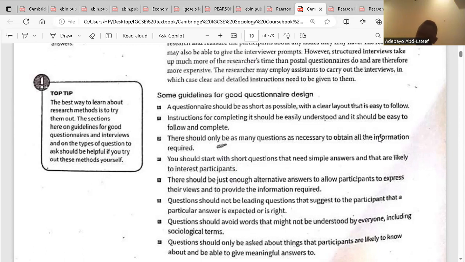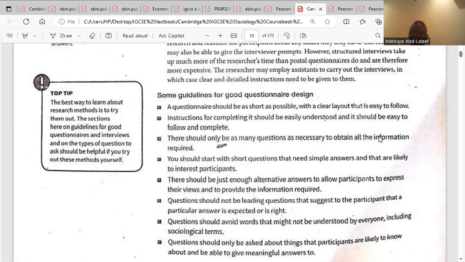The third point, there should be as many questions as possible to collect the information needed. You get it? So it's a research. You need certain information. So all the questions you put across must be questions that will cover all the information you need. That makes it a good questionnaire. Is it clear? Yes.